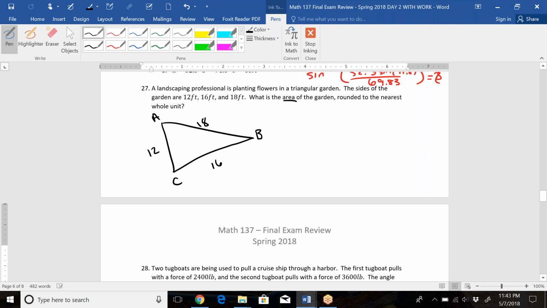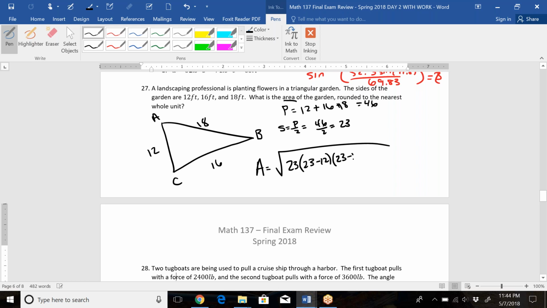Now, this is area, so it's set up really to do Heron's formula, which needs the perimeter, which means you add all three sides together, and then we cut that in half to find what's called S in the formula. So let's first add that up. That's going to be 30 plus 16, that's 46, and 46 cut in half is 23. So the way the formula works is that to find the area using Heron's formula, you take the square root of S, which is 23, times each of the 23 minus each of the sides. So 23 minus 12, 23 minus 18, 23 minus 16.